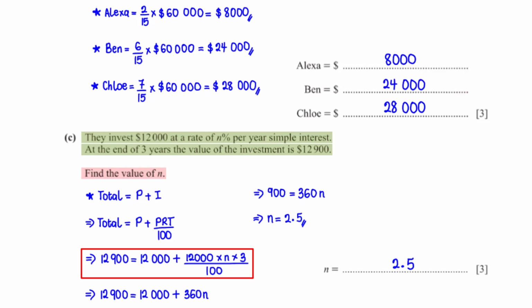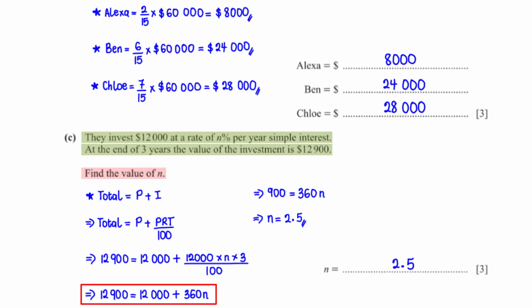The time T is 3 and the rate is N%. 12,000 times 3 divided by 100 is 360. When we subtract 12,000 from both sides, we get 900 equals 360N. And when we divide both sides by 360, we get N equals 2.5.